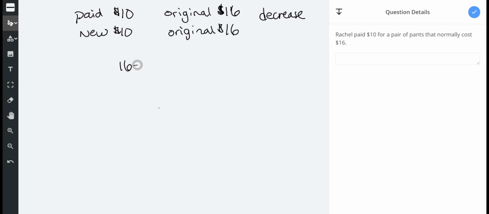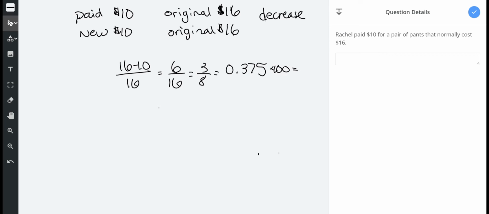So I'm going to take 16 minus 10 and I'm going to divide it by the original amount of 16. Well, this gives me 6 divided by 16. You can reduce that down to 3/8, or in your calculator, you could do 6 divided by 16. That gives you 0.375. So you multiply that by 100 to find the percentage. So that's a 37.5% decrease.